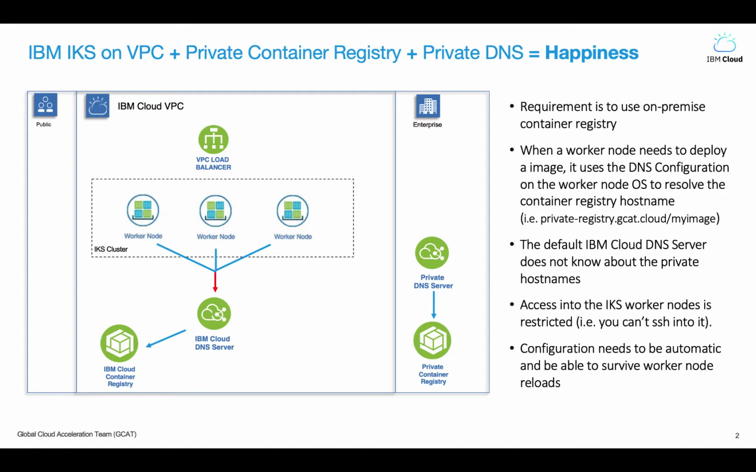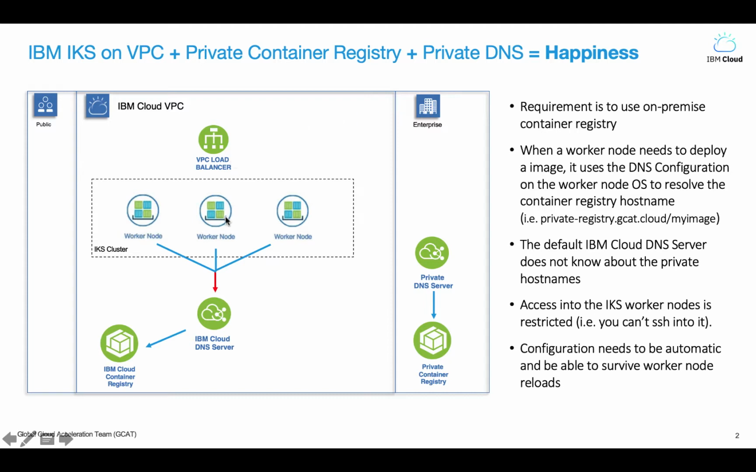registry.gcat.cloud. Here's the challenge, though: when you deploy an IKS cluster, these worker nodes are configured with the IBM Cloud DNS server, which knows how to resolve public internet host names. It knows how to resolve its own IBM Cloud Container Registry, but it has no idea about this private container registry that is running within the enterprise.